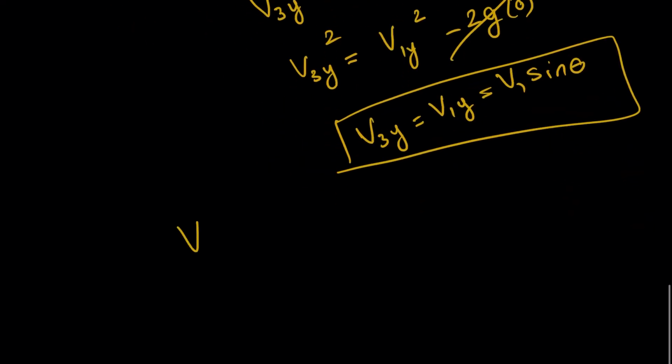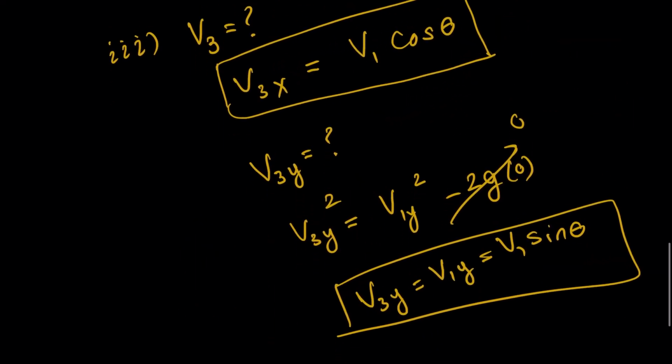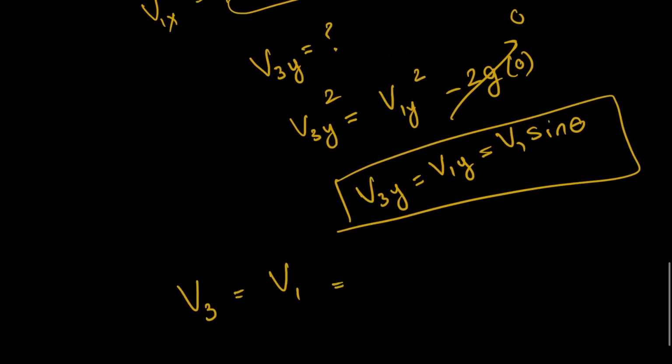Now v3 is going to equal v1 as well, and the reason for that is because both components are equal to each other. The x component is equal, v1x equals v3x, v1 cosine theta, and the y components are equal to each other. You can also plug it in. It doesn't hurt.